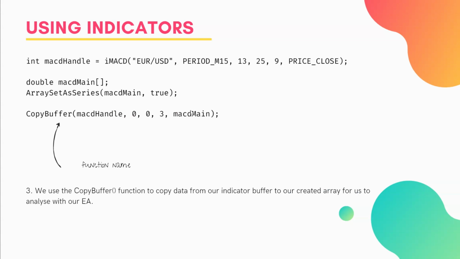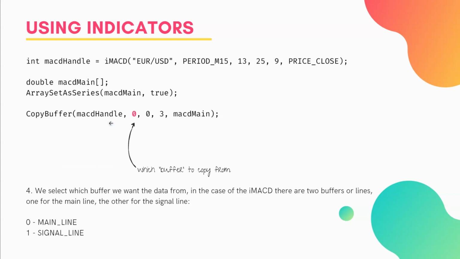Then we need to use a second inbuilt function, which is CopyBuffer. And what CopyBuffer does is it's going to take as an input, we're going to give it the handle so it knows the indicator that we want the data from. And we are then going to say which buffer we want to use. So some indicators, and I will explain this a bit more in a moment, so don't worry if you're not following just yet, some indicators have more than one line. The MACD is a good example of that.